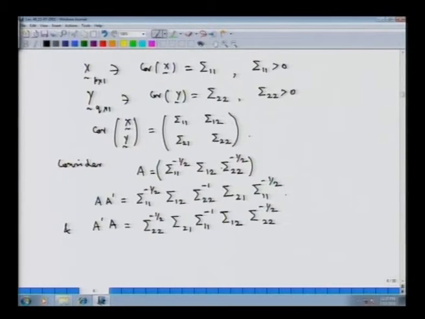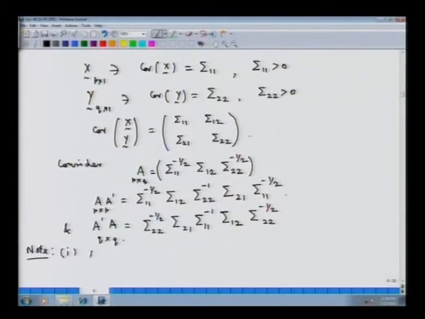Now, what is the order of this matrix A? This is p by p, this is p by q, and this is q by q. So, A has an order which is p by q. So, the matrix A A prime is of the order p by p, and the A prime A matrix is of the order q by q. Now, we note the two following important observations.